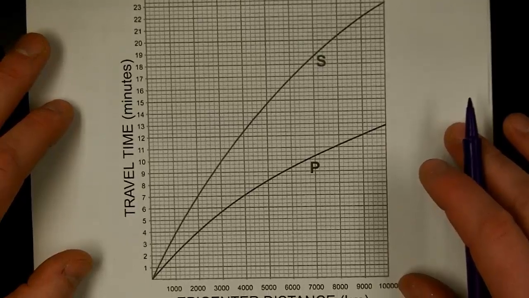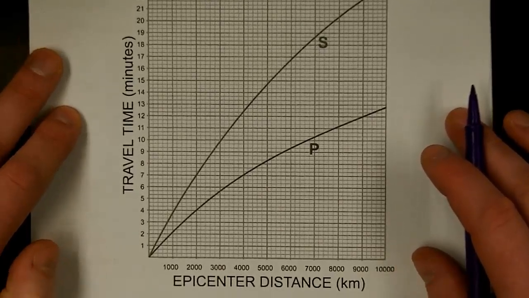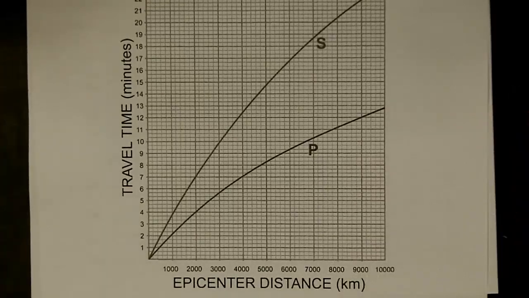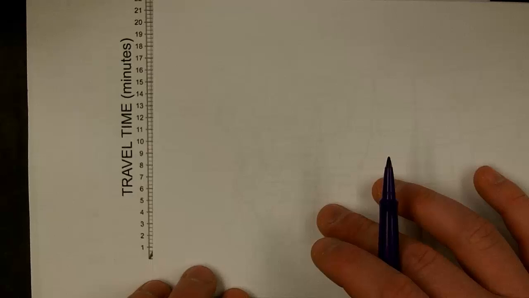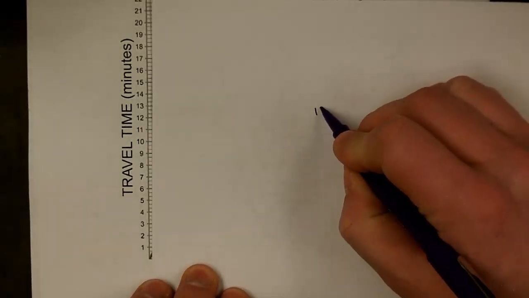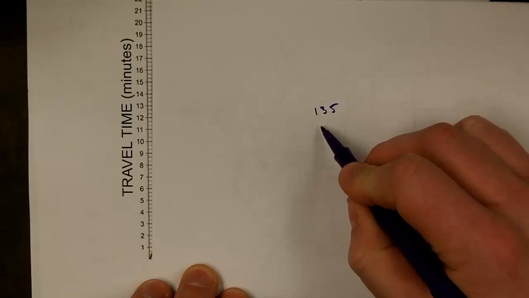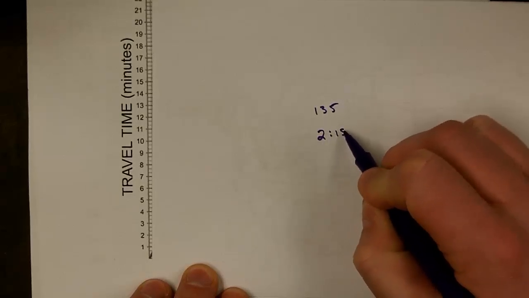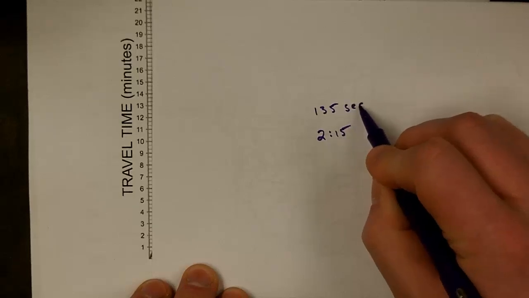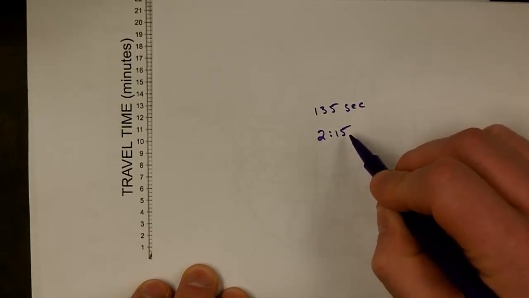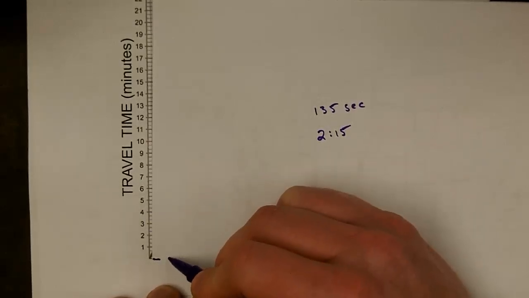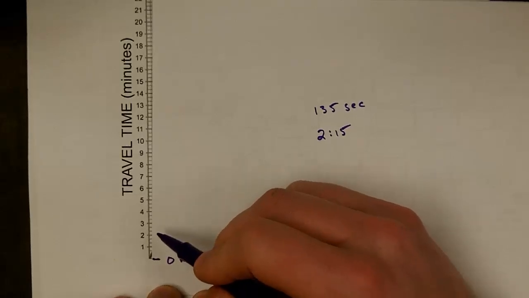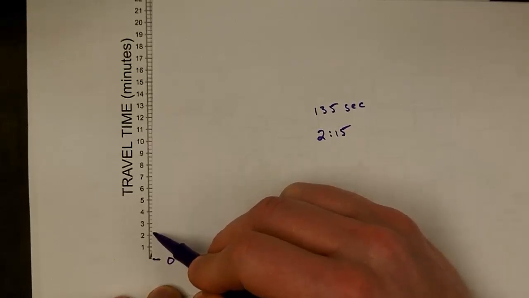This is my travel time graph that's done in minutes, so I'm going to have to convert my seconds to minutes. This is the point where I take a separate sheet of paper, an index card, note card, Post-it note, whatever you want, and I'm going to use this to figure out where my epicenter is. I know I have 135 seconds, which is the same as 2 minutes and 15 seconds. On my separate sheet of paper I put a line at 0 minutes and go to 2 minutes and 15 seconds, right about here.